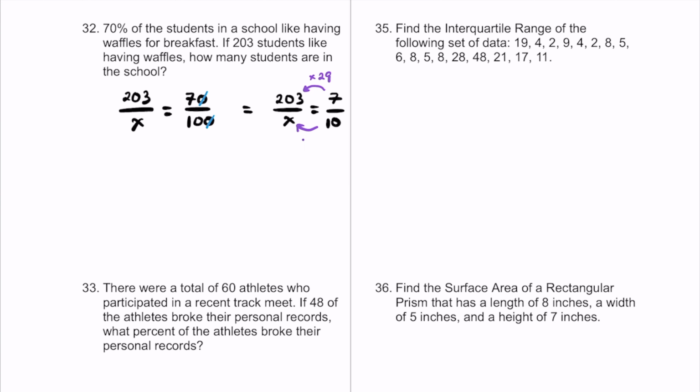Down here then, you should also multiply this by 29. So 10 times 29 is 290, so X would equal 290, right? So there's going to be 290 total students here. And it should be more than 203, right? Because 203 were just the ones that liked waffles. So there should be more students, the 30% more, and that would be 290 total.